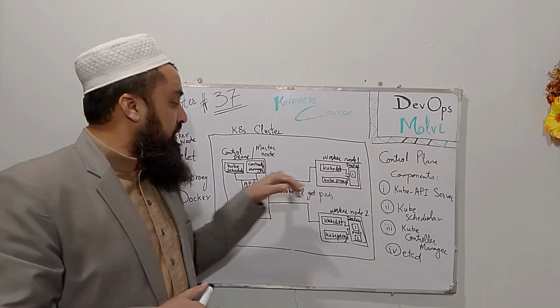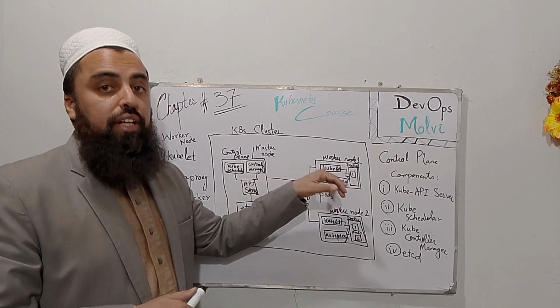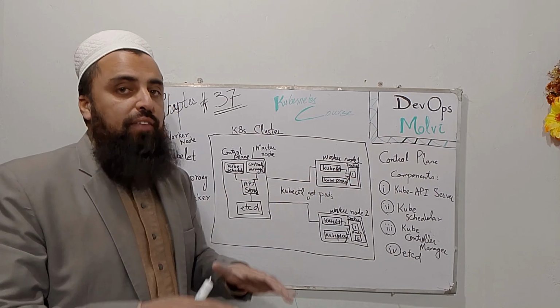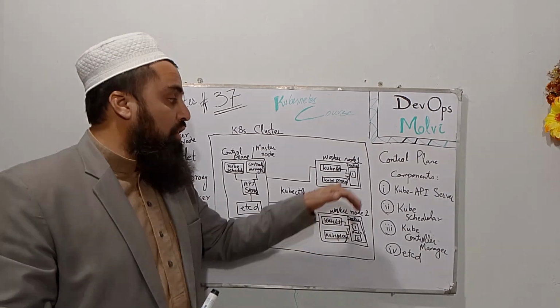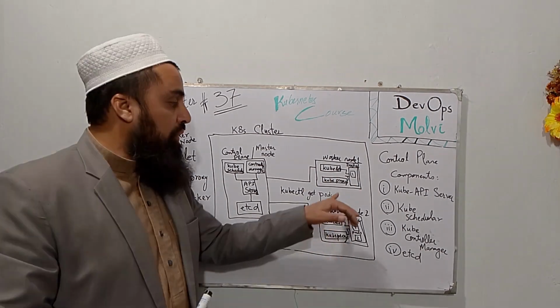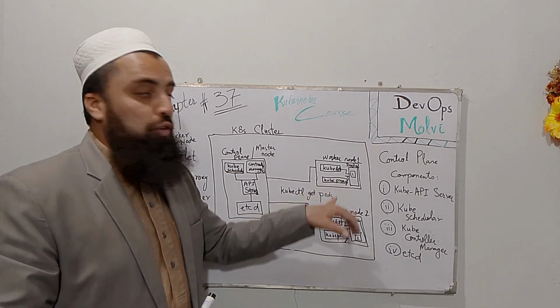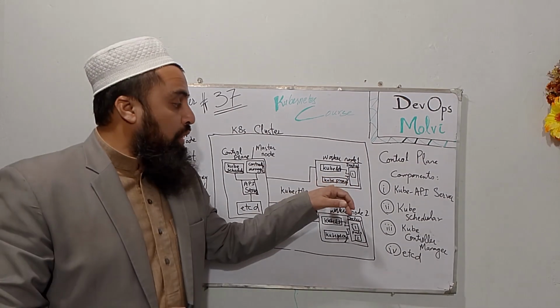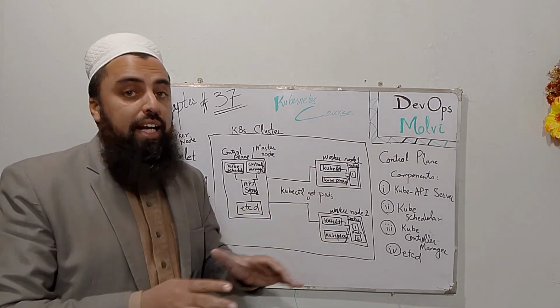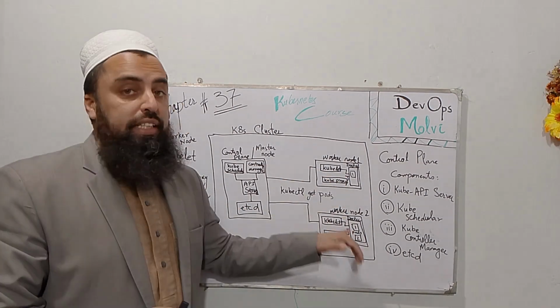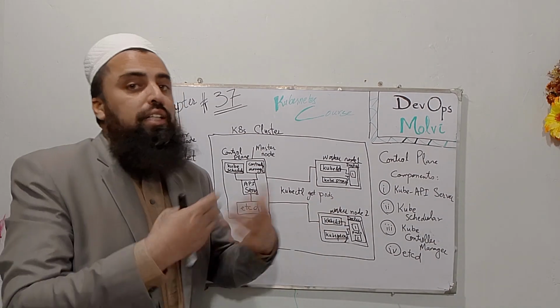In order to communicate with the master node, it uses the Kubelet service. So we have to install the Kubelet agent on these worker nodes. Now the last component is Kube-proxy. The Kube-proxy is a Kubernetes network proxy that runs on each worker node to route the traffic.